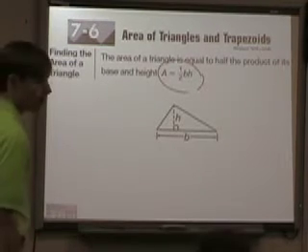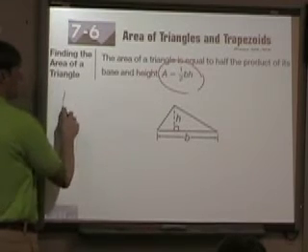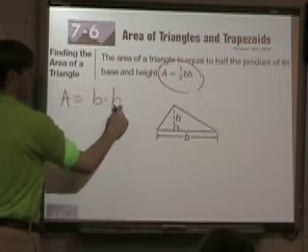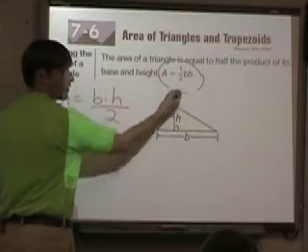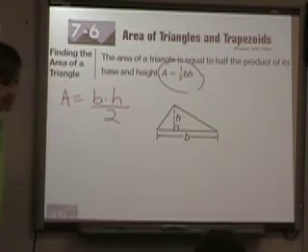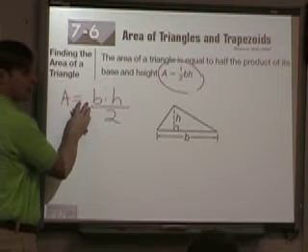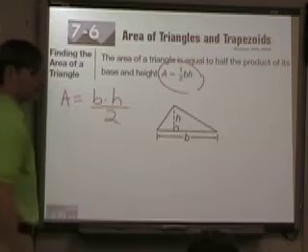So we know that area equals 1/2 base times height. Another way to rewrite this formula is area equals base times height divided by 2. This and this are the same. So you need both formulas, but this is the one we're mainly going to use, because it's real easy. You just take the base times the height and divide it by 2.